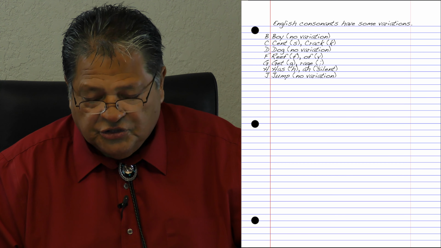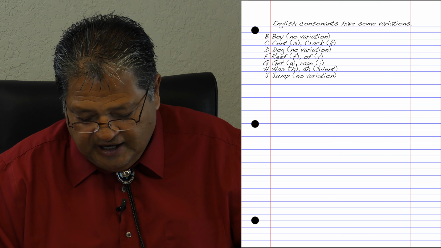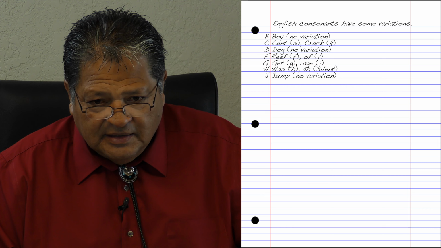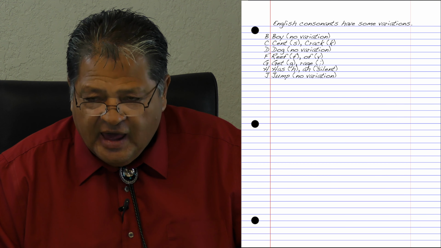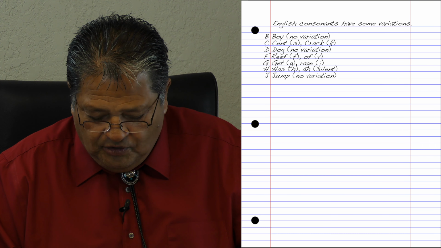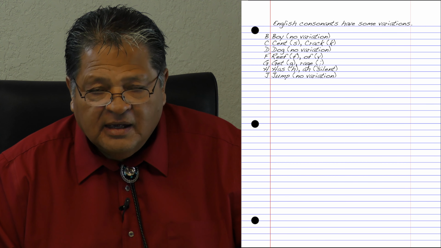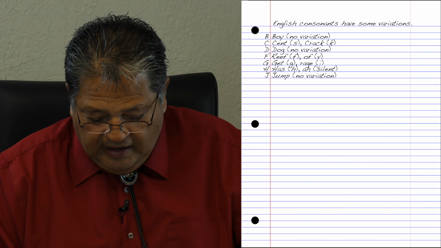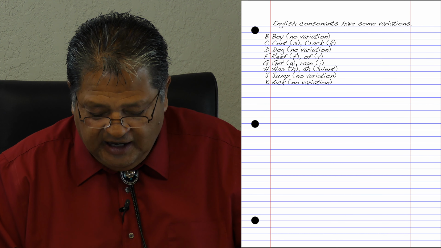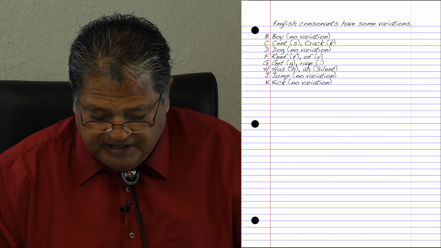The letter J has no variation. It always makes the J sound, except I think it's silent in the word hallelujah. It kind of sounds like a Y, but essentially the letter J makes the J sound. The letter K has no variation in the English alphabet. It always makes the K sound.